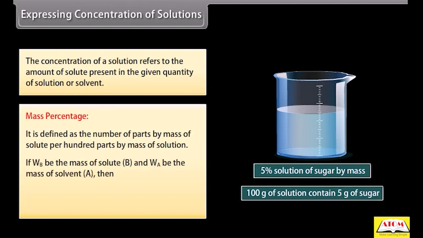If Wb be the mass of solute B and Wa be the mass of solvent A, then mass percentage of B is equal to Wb upon (Wa plus Wb) multiplied by 100.